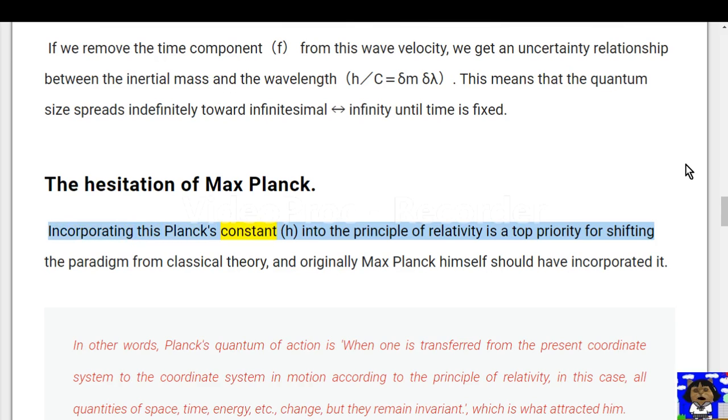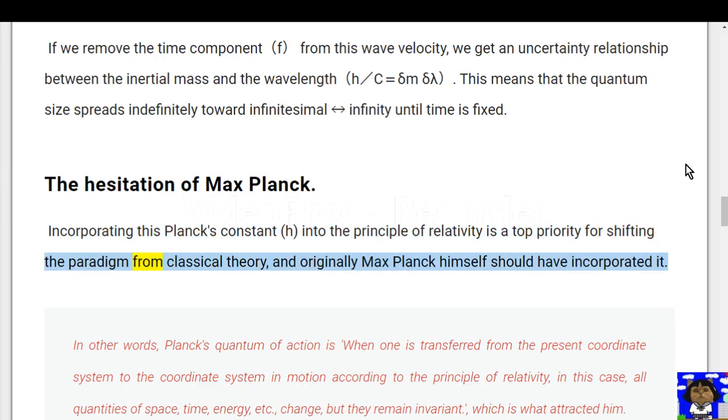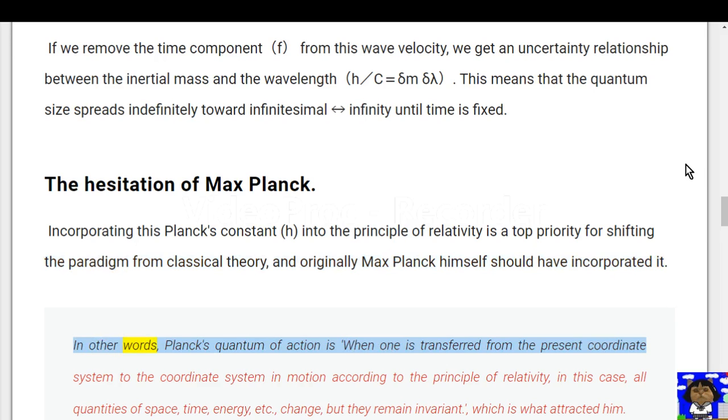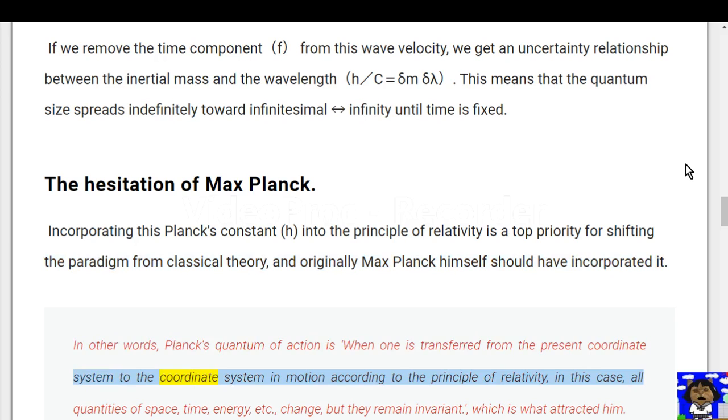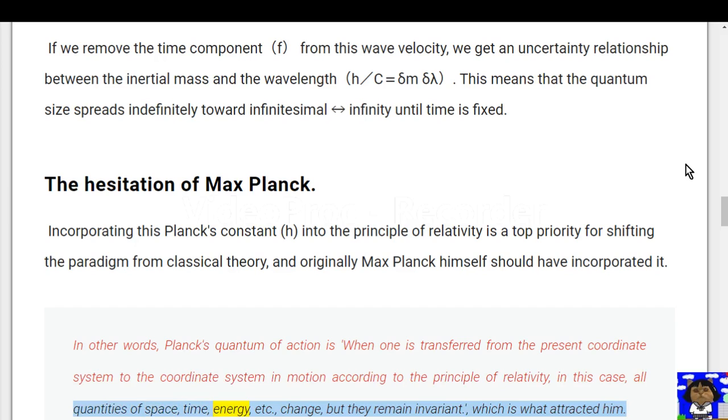Incorporating this Planck's constant h into the principle of relativity is a top priority for shifting the paradigm from classical theory, and originally Max Planck himself should have incorporated it. In other words, Planck's quantum of action is invariant when one is transferred from the present coordinate system to a coordinate system in motion according to the principle of relativity. In this case, all quantities of space, time, energy, etc., change, but it remains invariant, which is what attracted him.